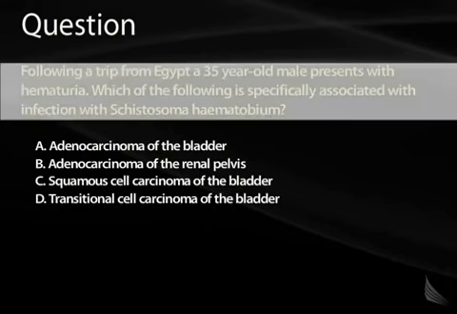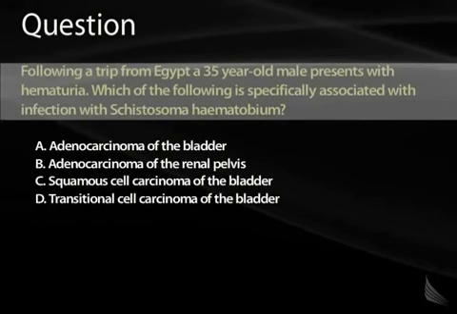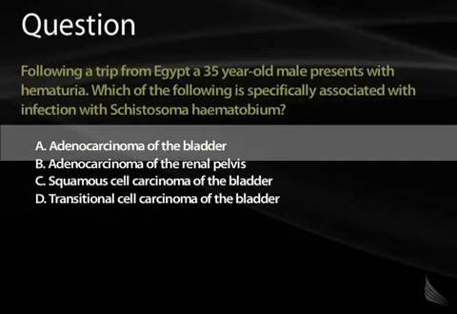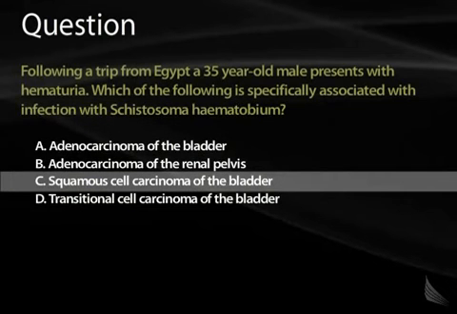Question. Following a trip from Egypt, a 35-year-old male presents with hematuria. Which of the following is specifically associated with infection with Schistosoma haematobium? Well, this is an appropriately timed question because we just talked about it. What we have here is 4 listed cancers. We've got somebody with hematuria, and so we've got bladder or renal pelvis cancer. We know that squamous cell carcinoma is associated with Schistosoma haematobium, and so don't be confused with adenocarcinoma or transitional cell carcinoma. It's squamous cell carcinoma of the bladder.